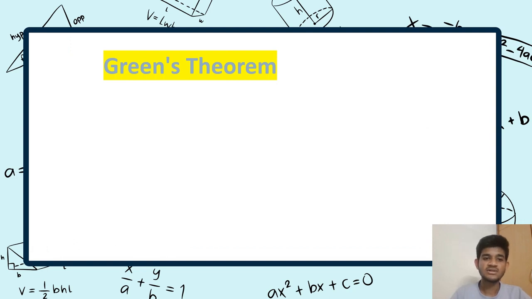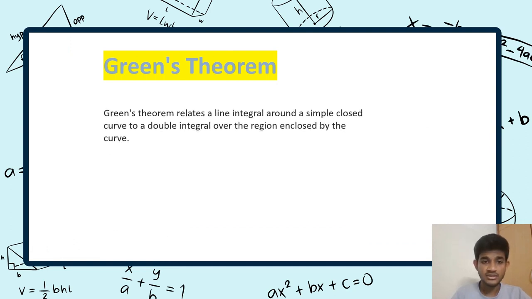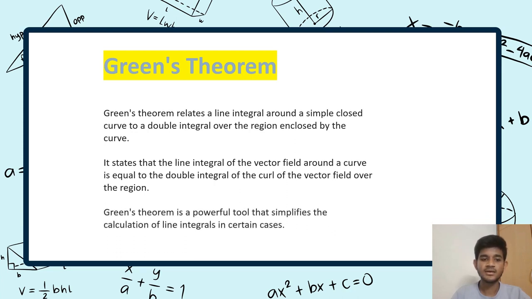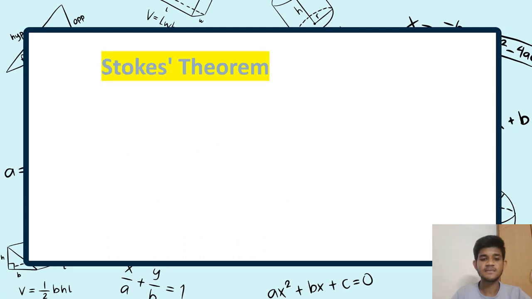Now let us see what is Green's theorem. Green's theorem relates a line integral around a simple closed curve to a double integral over the region enclosed by the curve. It states that the line integral of the vector field around a curve is equal to the double integral of the curl of the vector field over the region. Green's theorem is a powerful tool that simplifies the calculation of line integrals in certain cases.